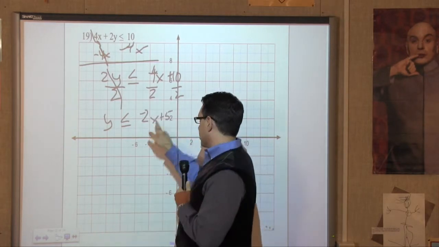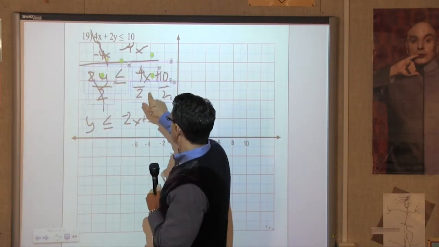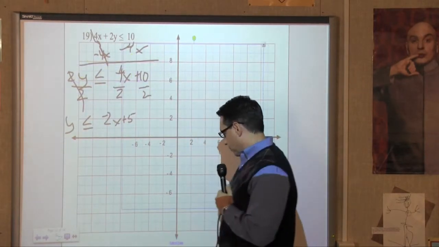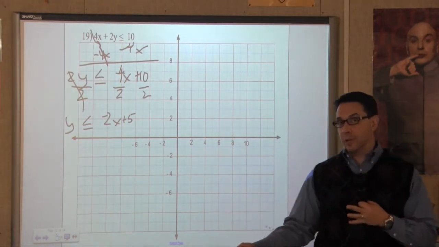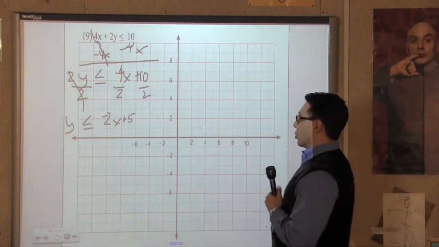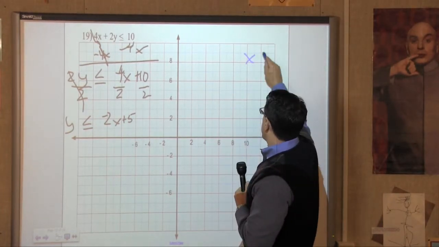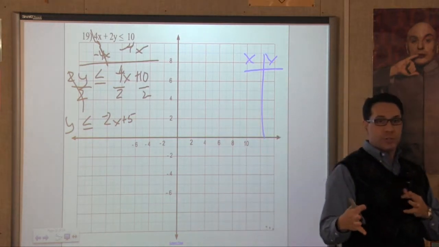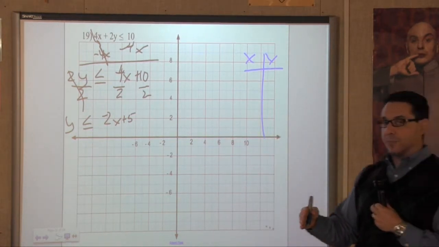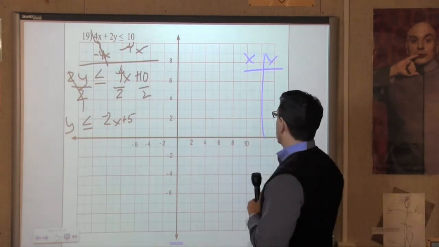Right, so now that I have it in slope-intercept form, I could go ahead and graph this. Now you need to decide how you want to do it. There are two ways: slope-intercept form and table of values. What I want to do is find at least 2 points, preferably 3 points, to graph in order to draw my line.